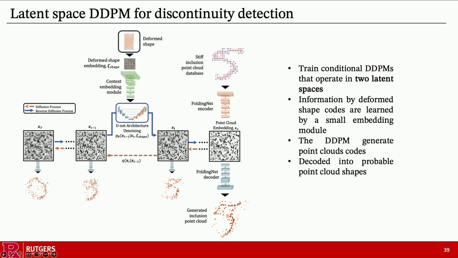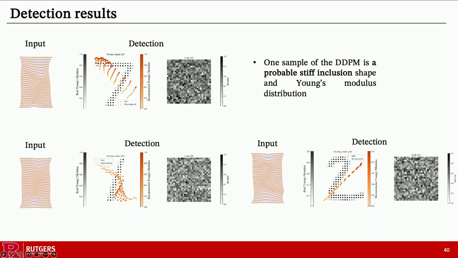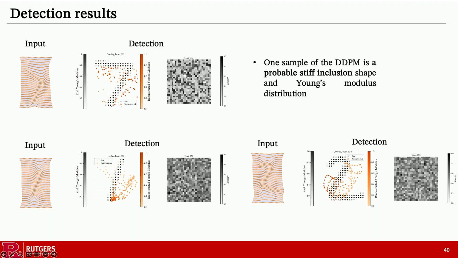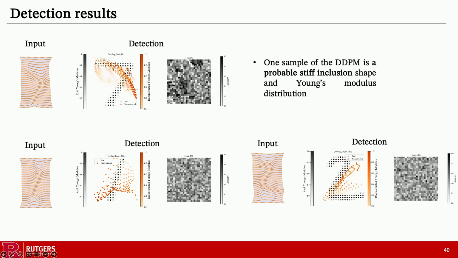So we work with two latent spaces now: the latent space of the deformed shape and the latent space of the point cloud. The DDPM adds noise to the point cloud embedding, and the UNet, knowing what's happening through the deformed shape code, tries to remove the noise and eventually converts it into a point cloud inclusion. So these are some results. Here we realize that 1,000 steps may have been overkill. Usually the last 20 steps is where all the action happens, and we start converging into the target inclusions.